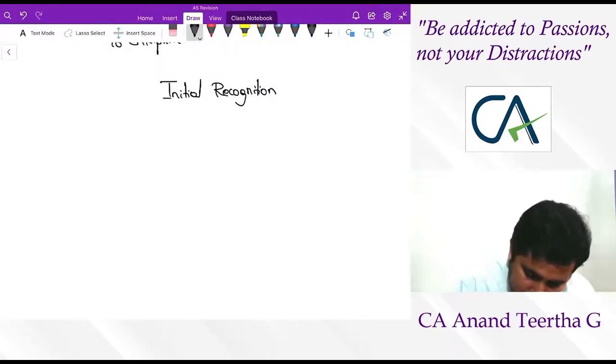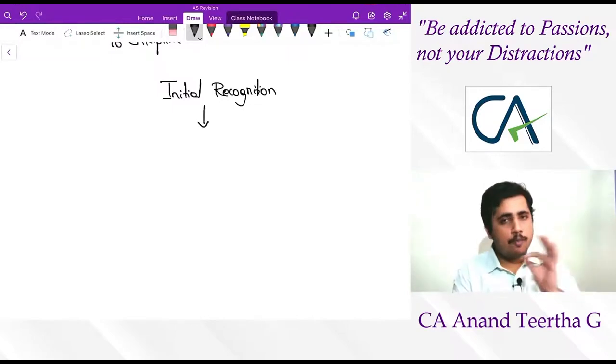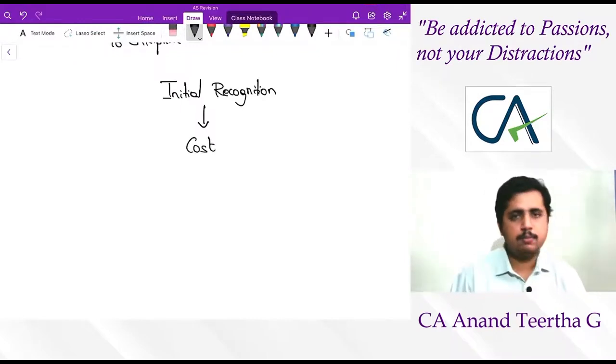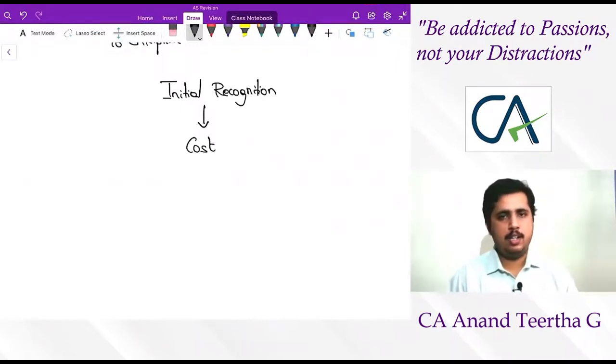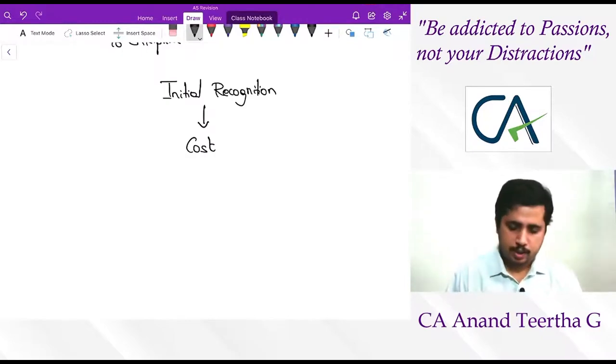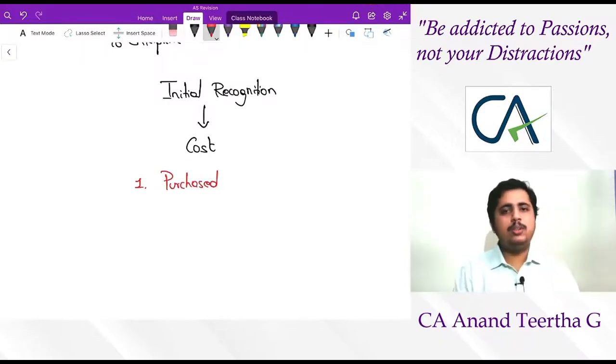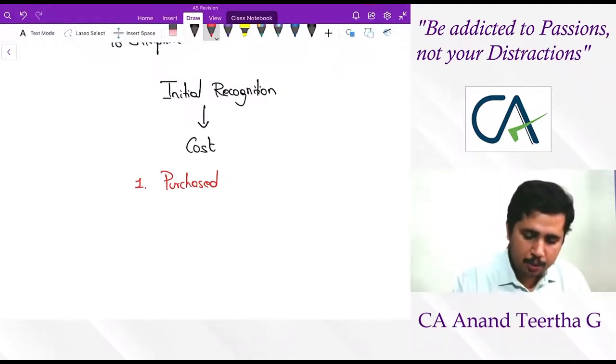But the initial recognition, the overall idea is that initial recognition of the asset should be done at cost. But situations will change, and how do you generate cost in those situations? One by one, we have to look. Number one, purchased. Okay, outside you are going to purchase them. Purchase an intangible asset. At that time, how do you define cost?